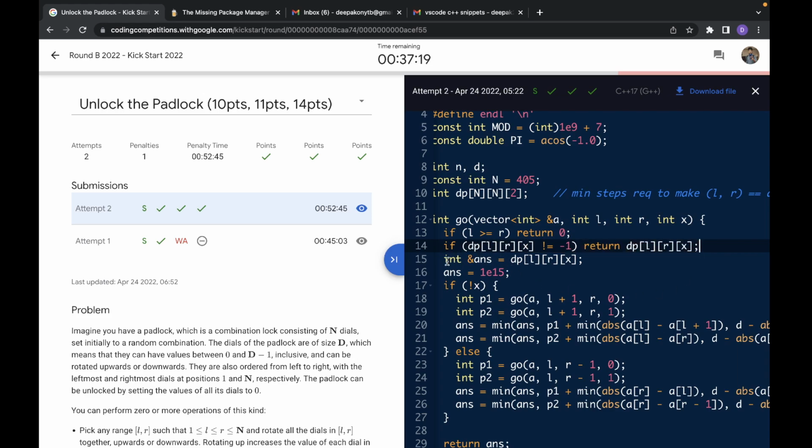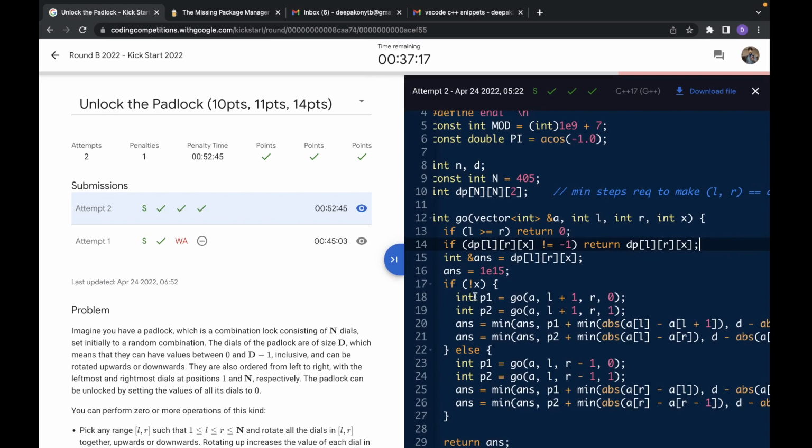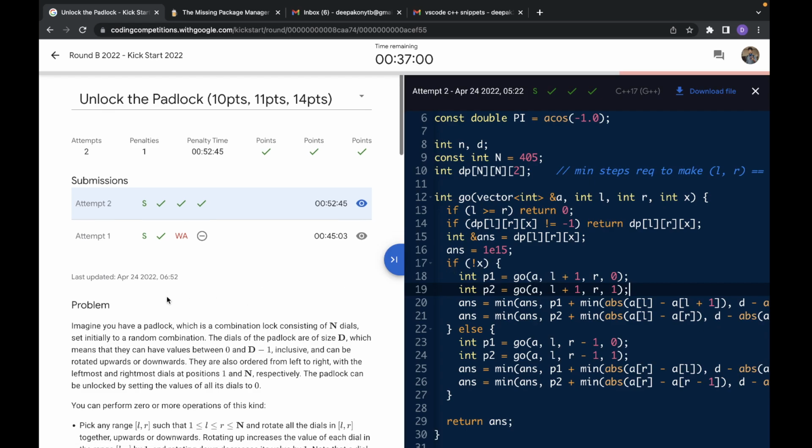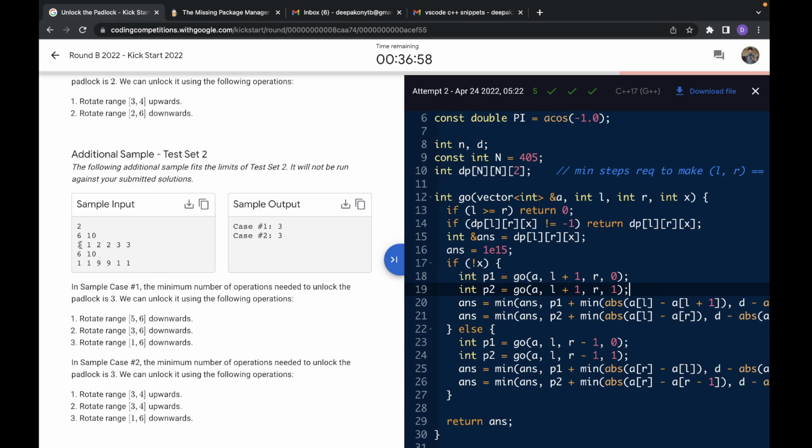And then I'm computing the state. So if x is 0, this flag is 0, it means that I want to make the whole range equal to the first number, which is L, correct? So I'm doing two recursive calls here. If I show you an example, let's say I make a call initially for this whole range 0 to n minus 1. Then I'll have two options.